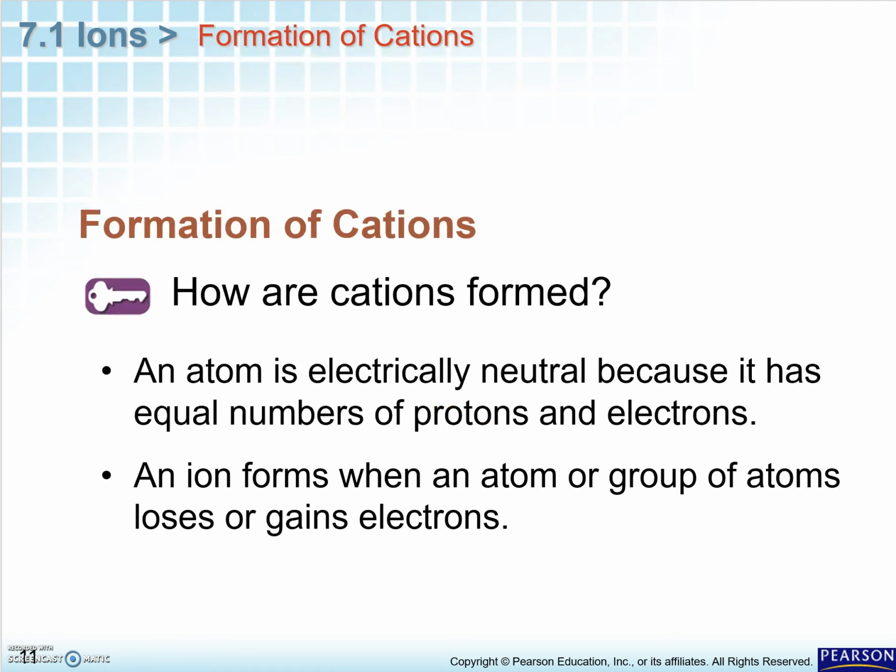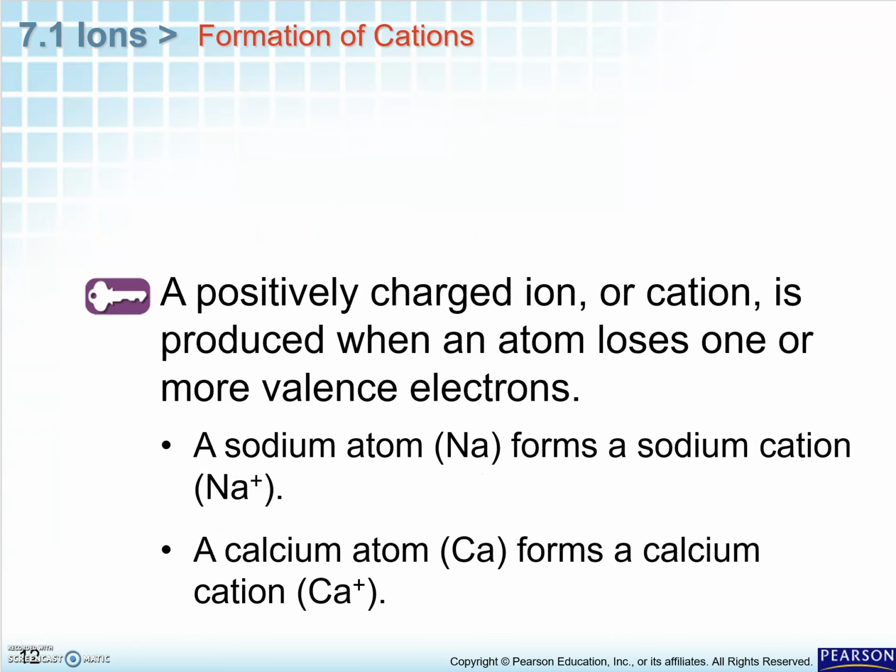We're trying to get towards that octet rule, so sometimes you have something formed called a cation. Cations are what occurs whenever you are going to lose electrons. So whenever you have a positively charged ion, that means you have lost your electrons. So you have lost one or more valence electrons.